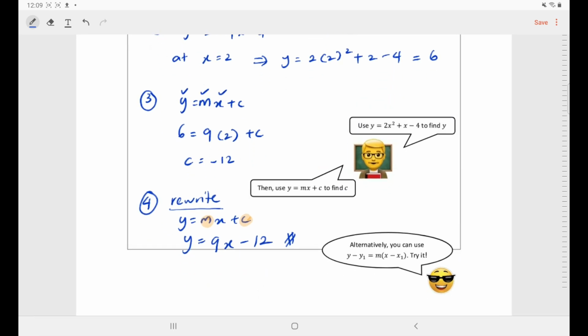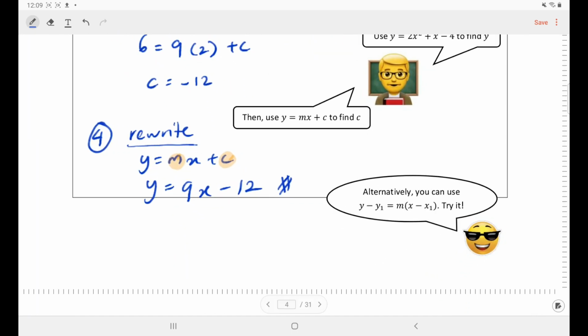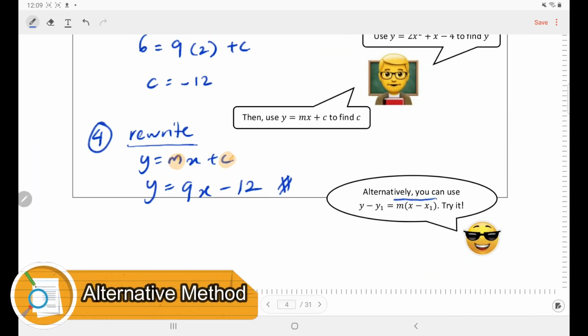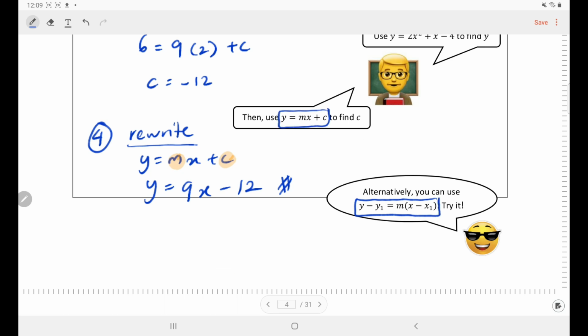Okay. So kalau kita take note kat sini, alternatively you can use this equation tau. Tak semestinya kita perlu guna y mx plus c. Ada juga cara lain. Kita boleh guna y tolak y1 sama dengan m x tolak x1. Okay, cara yang alternatif ni saya akan tunjuk di example 7.